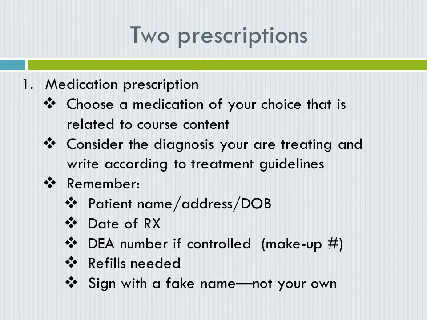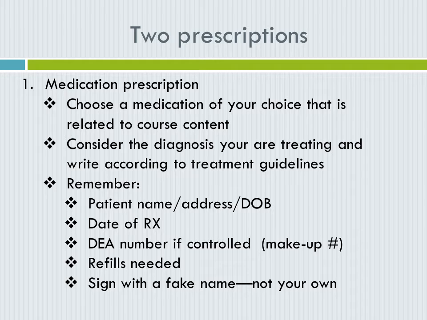On the prescription, you're going to make sure to have the patient's name, their address, their date of birth, the date of the prescription, and if you are writing a controlled substance, you'll need to have the DEA number there, so you can just make up a DEA number. And if you're writing a controlled substance, your date on the prescription needs to be written out. So for October, instead of 10 for the month, you would need to write out the word October. Also put on there any refills needed, so you can either type that in or you can circle it. And then sign with a fake name.